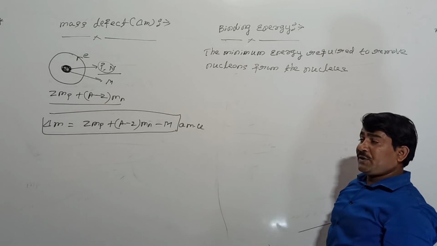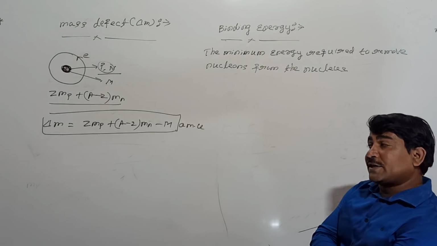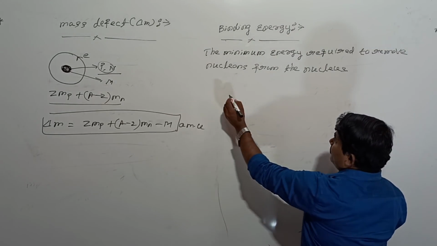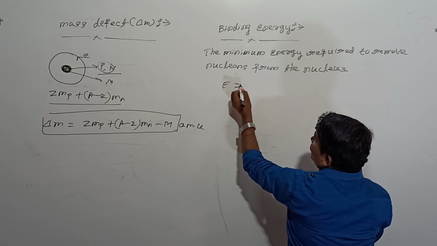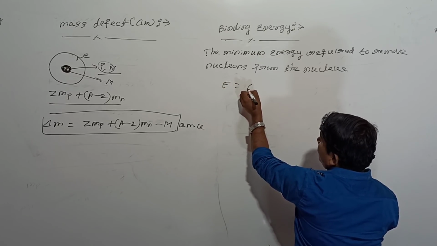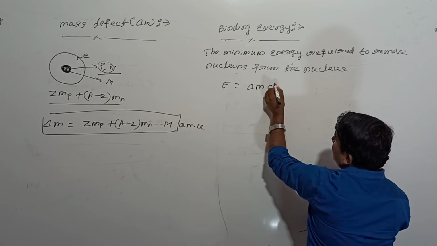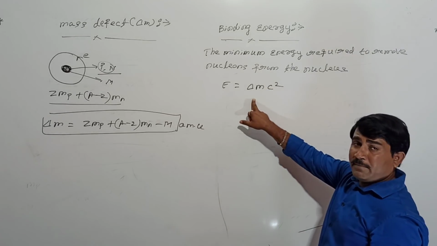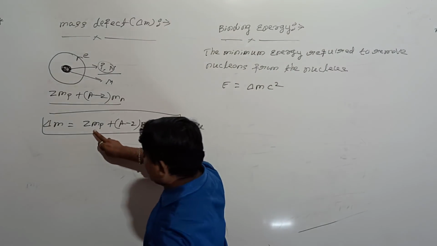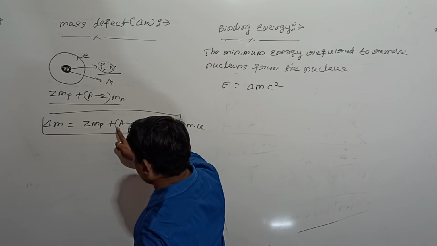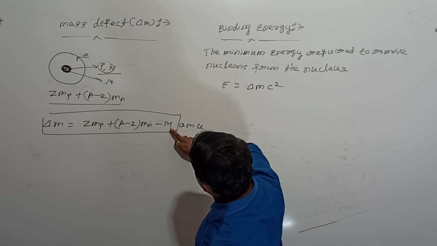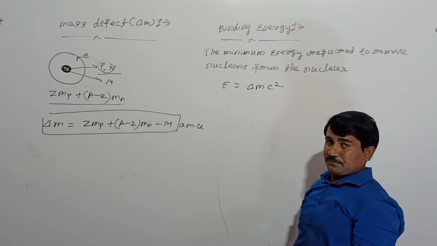This binding energy can be represented by one more equation, that is Einstein's mass energy relation. Using Einstein's mass energy relation, E is equal to mc square, here m represents mass defect, so Δm c square. What is Δm? Mass defect. What is mass defect? Z mp, that is mass of protons, plus mass of neutrons, minus the actual mass of the nucleus.